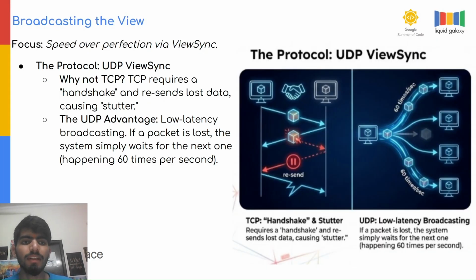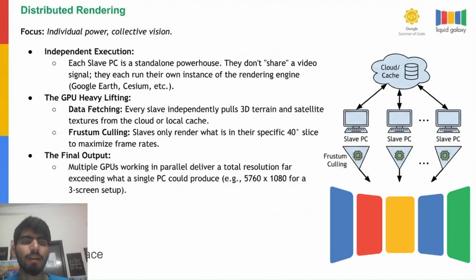Now let's move on and see rendering. Rendering is a process done by the slaves only. The master screen is not doing rendering because the master is doing all the calculations related to the offset, sync, and the camera angles. Rendering is done by each slave individually.